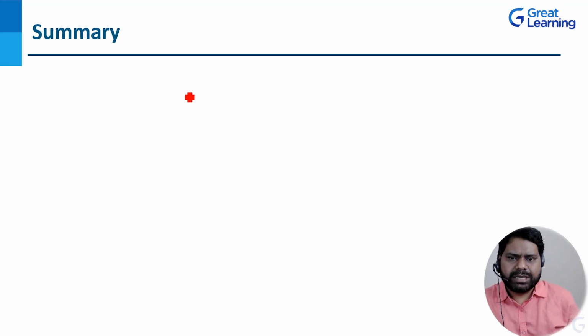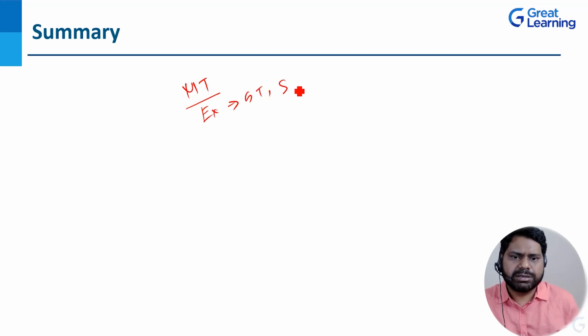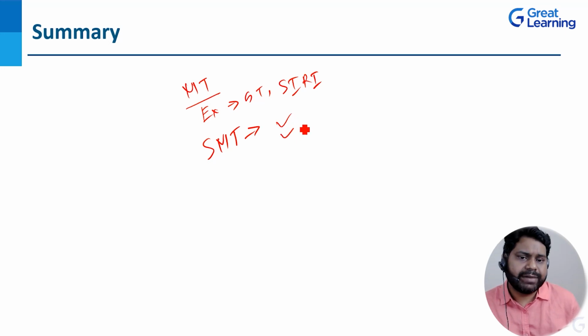So in this tutorial, we discussed what is machine translation. Okay, then we saw some examples of machine translation, like Google Translate, Siri, and things like that. Then we discussed what is SMT, or statistical machine translation, and how it works, and when it works well and when it fails. Then we also discussed what is neural machine translation.